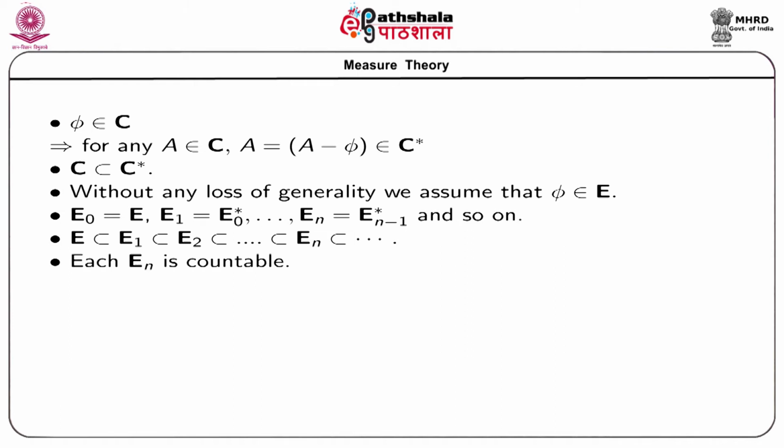Since E is countable and we already know that the star of a countable set is countable, each En is also countable, and this implies that the union n equal to 1 to infinity En, being a countable union of countable sets, is also countable. Obviously, E is a subset of the whole union n equal to 1 to infinity En.